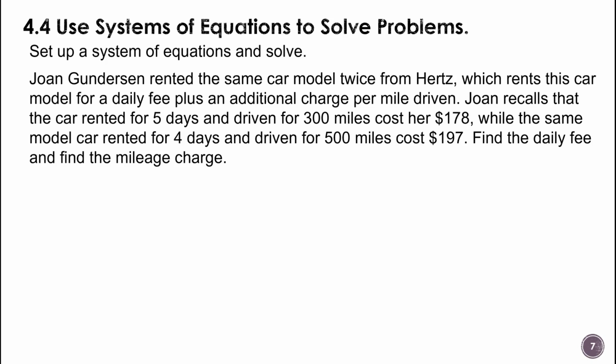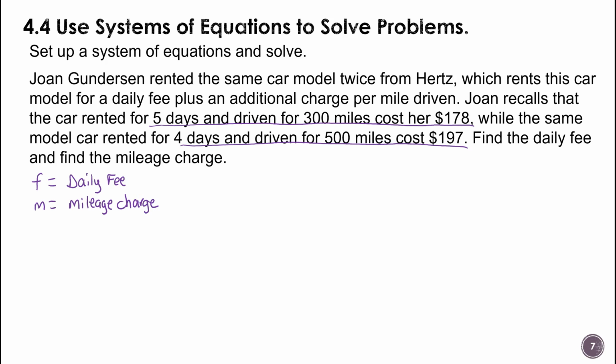And so we have to go back and look at this, right? 5 days driven 300 miles was $178. And then 4 days driven 500 miles for $197. Find the daily fee and find the mileage charge. So I'm going to say F is the daily fee and M is going to be the mileage charge.